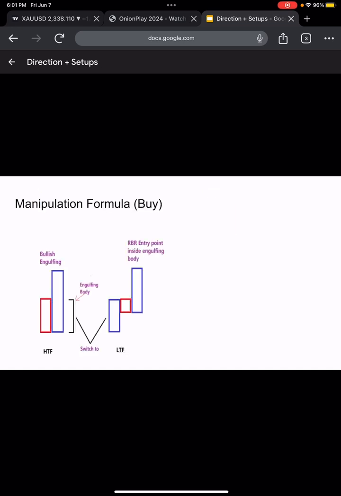So here's an example of the manipulation formula. On the higher time frame, basically what you have is a bullish engulfing or a bearish engulfing candle, and then when you switch to the lower time frame, within the body of that candle, there's a rally-based rally or a drop-based drop. So for this example, for buy, it's a bullish engulfing. You switch to the lower time frame. Within that, there's a rally-based rally.